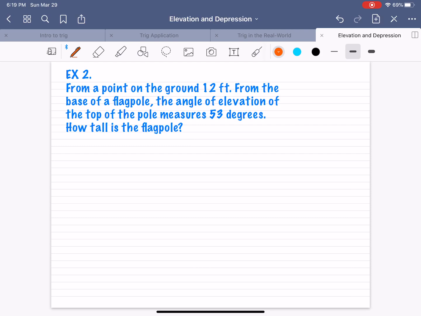So now the keyword here is angle of elevation. So this is the opposite of angle of depression. Angle of depression is when you look down. So of course, angle of elevation is when you look up. So let's draw the picture.